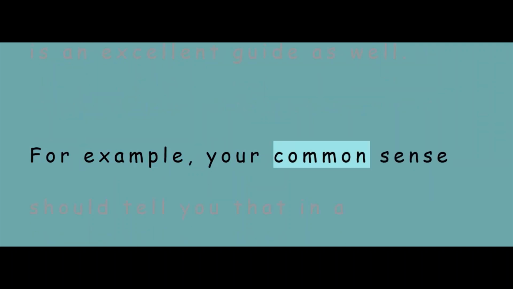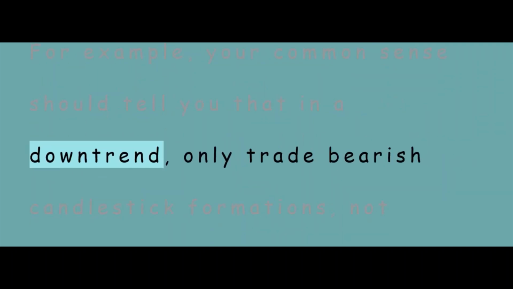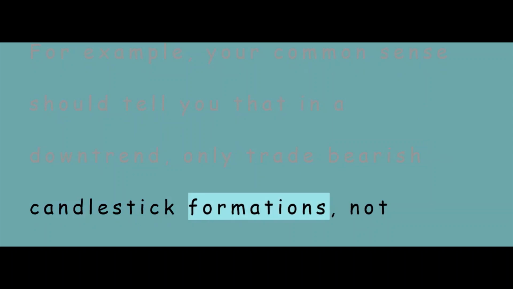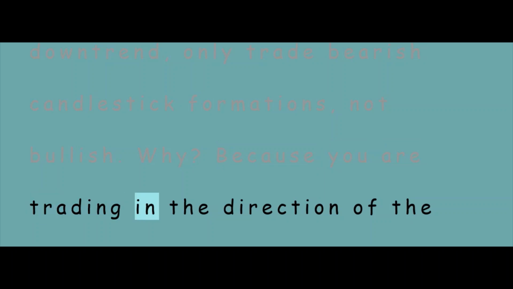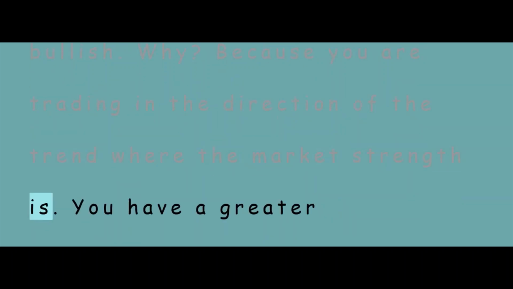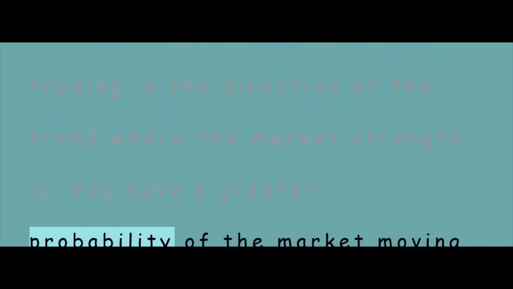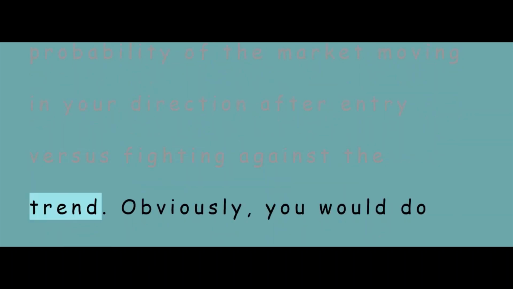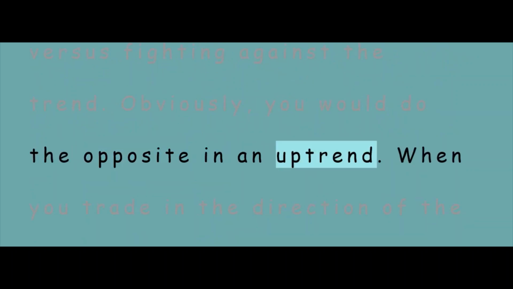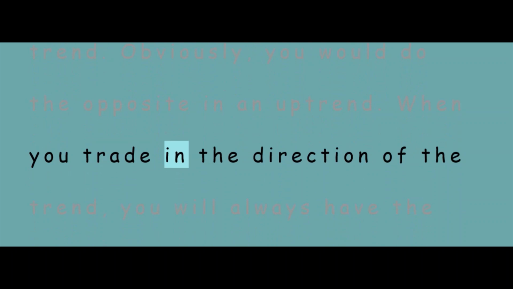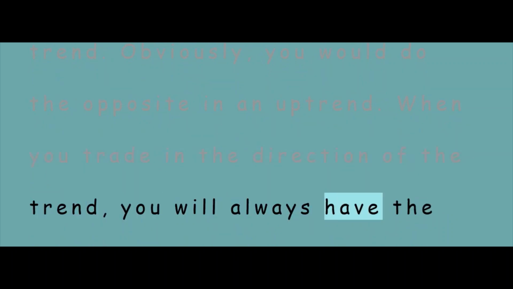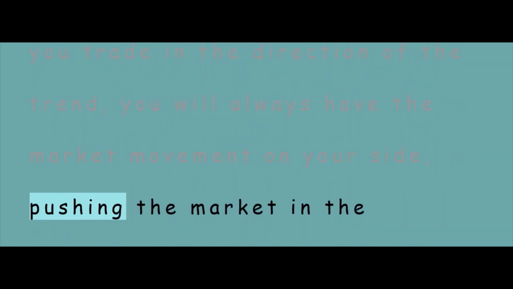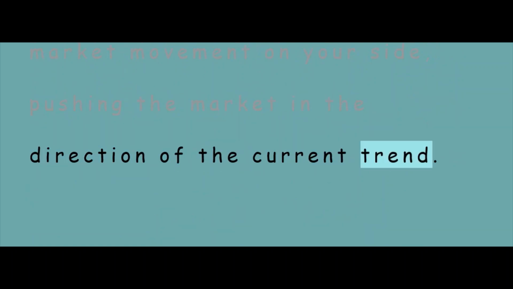For example, your common sense should tell you that, in a downtrend, only trade bearish candlestick formations, not bullish. Why? Because you are trading in the direction of the trend where the market strength is. You have a greater probability of the market moving in your direction after entry versus fighting against the trend. Obviously, you would do the opposite in an uptrend. When you trade in the direction of the trend, you will always have the market movement on your side, pushing the market in the direction of the current trend.